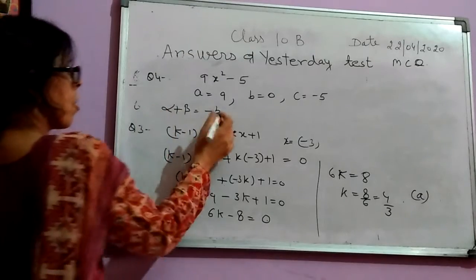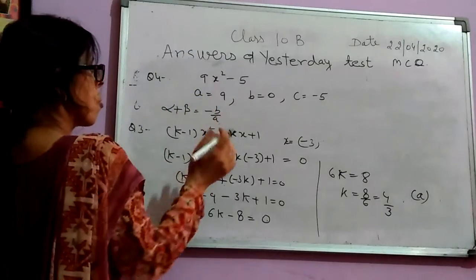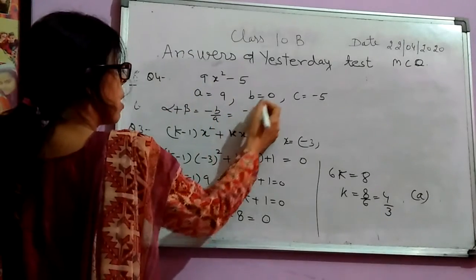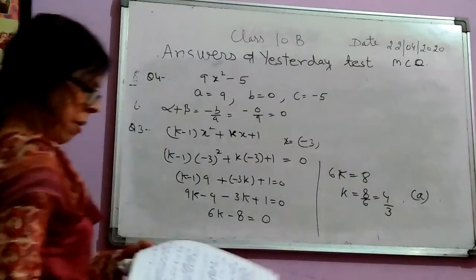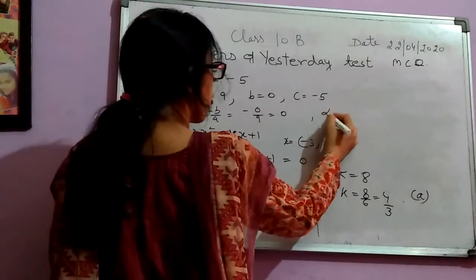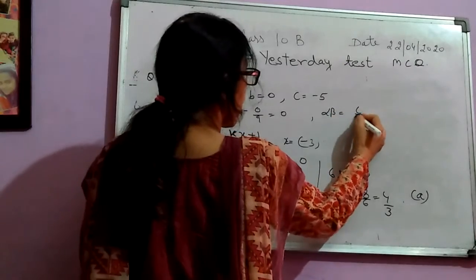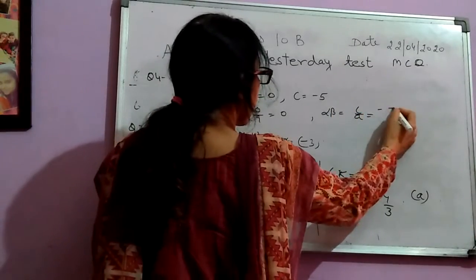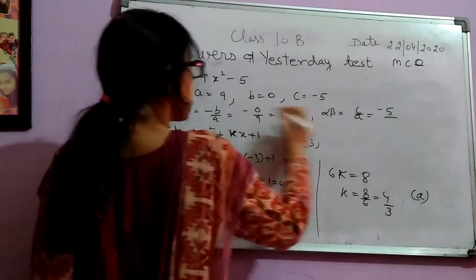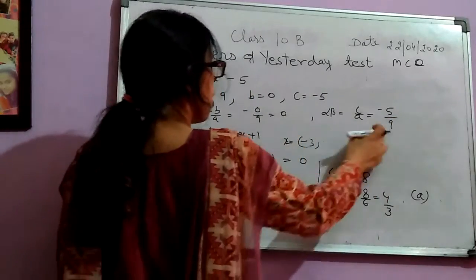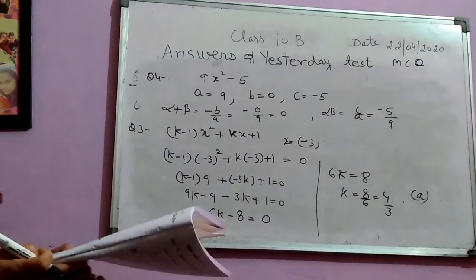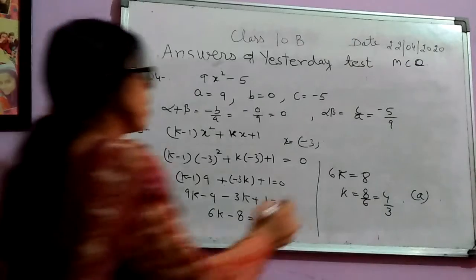That means the sum of zeros, alpha and beta being the zeros of the polynomial. Minus B is 0, A is 9, so it is 0. And the product of alpha and beta we have to find. The formula is C upon A. C is minus 5 and A is 9. So the sum is 0 and the product is minus 5 upon 9, which is written in part D. So part D is correct.